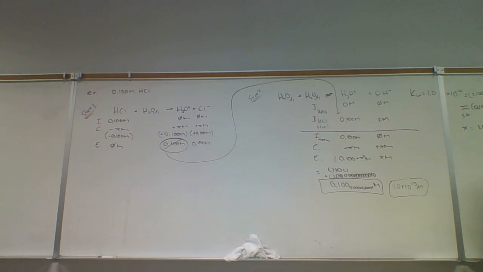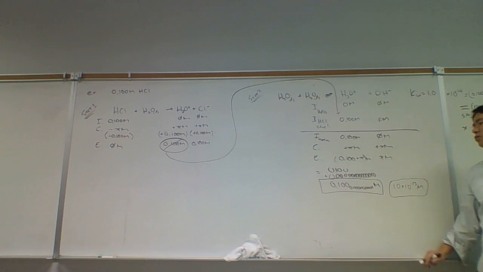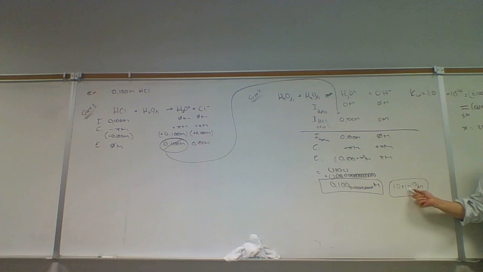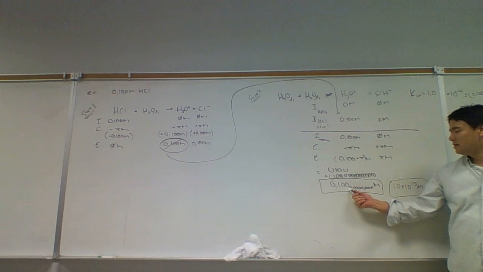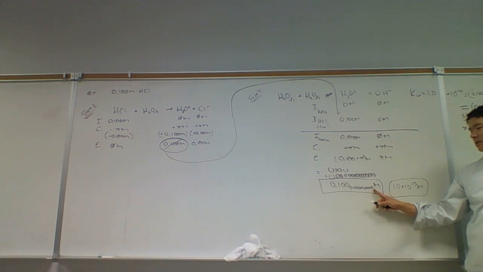In other words, this is what we call common ion. I have a lot of hydronium in there. And so we built up a little bit of hydroxide, not as much as we might have expected. We might have expected like 10 to the minus 7. But here, how much additional hydronium did we add? We added this much additional hydronium.